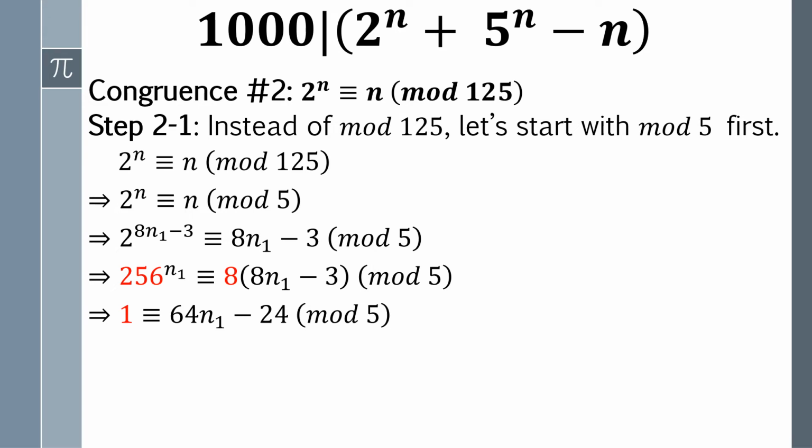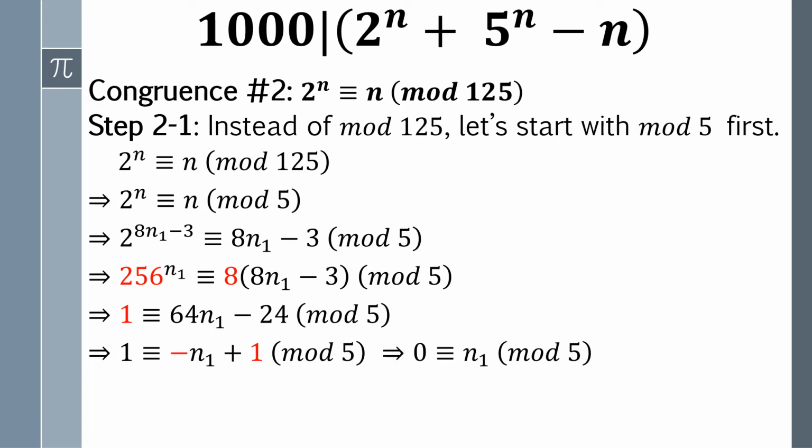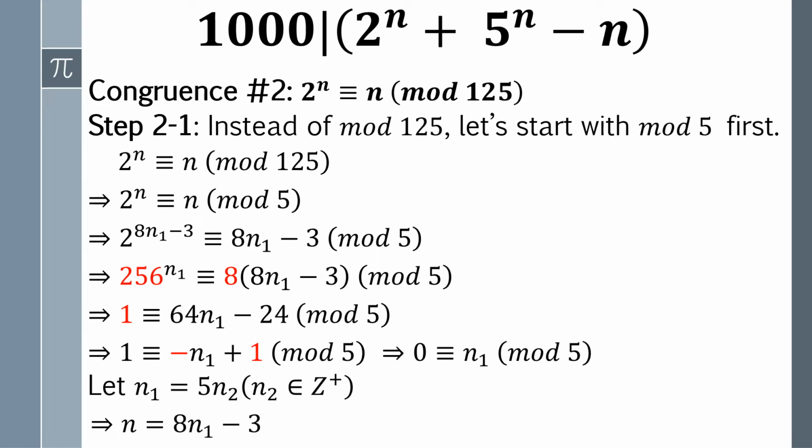8 times 8 is 64, 8 times 3 is 24. 64 becomes minus 1, and minus 24 becomes 1 in the congruence relationship, which leads to n1 is congruent with 0 modulo 5, which means n1 equals 5 times n2, and therefore n can be written as 40 times n2 minus 3.